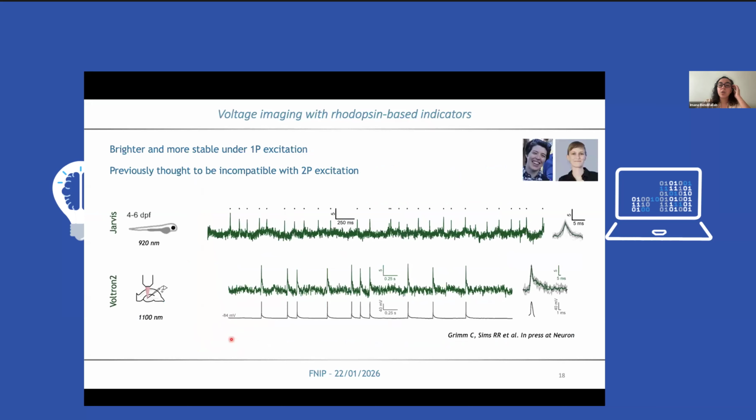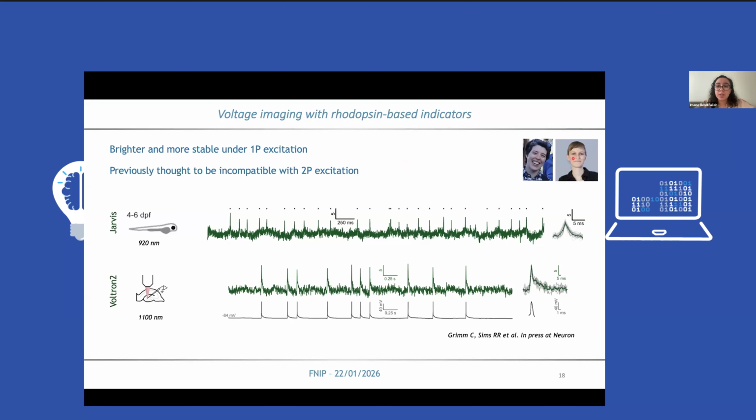And so finally, I also wanted to briefly talk about voltage imaging with another type of indicators, which are the rhodopsin-based indicators. In this case, instead of a VSD, the voltage sensing domain is replaced by a rhodopsin, which is basically the voltage sensitive part of these indicators. These indicators are widely used under one-photon excitation because they are typically much brighter and more stable, but they were previously thought to be incompatible with two-photon excitation.